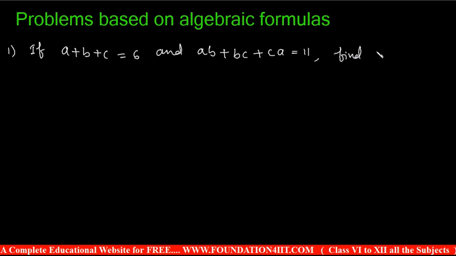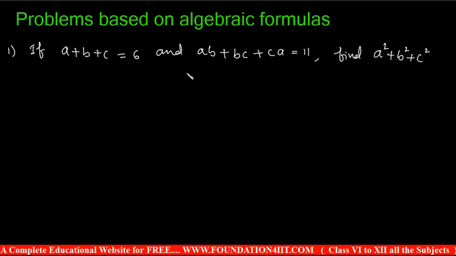If a plus b plus c is equal to 6 and ab plus bc plus ca is equal to 11, now find a square plus b square plus c square. So this is the problem. So we must know algebraic formulas.